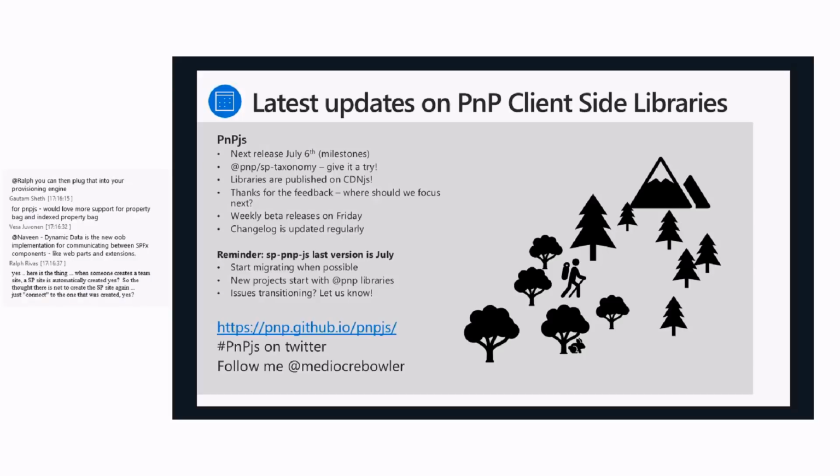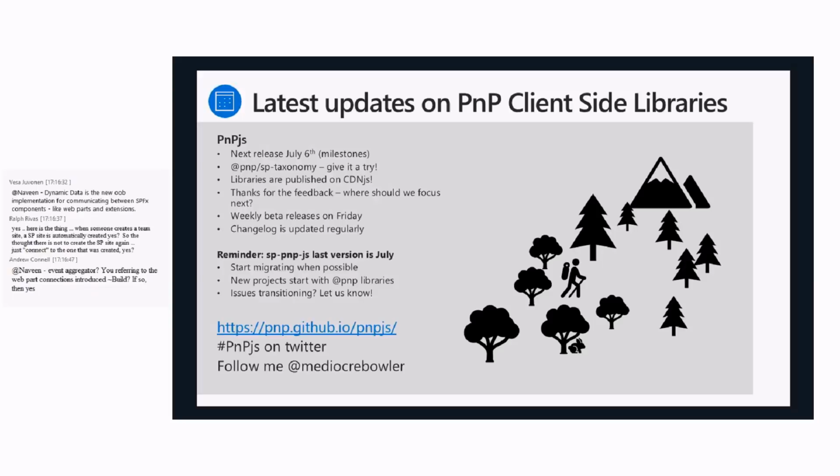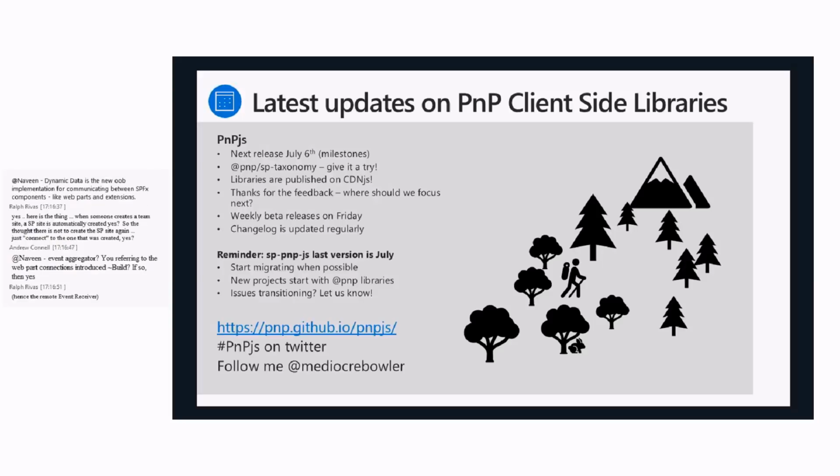For PnP JS, we'd love to see support for property bag and index property bag. Awesome. Put in the issues list, please. That's the best way for us to track things and make sure we don't forget about or just ignore anything. So if you put it in there, we can track it as a real feature.